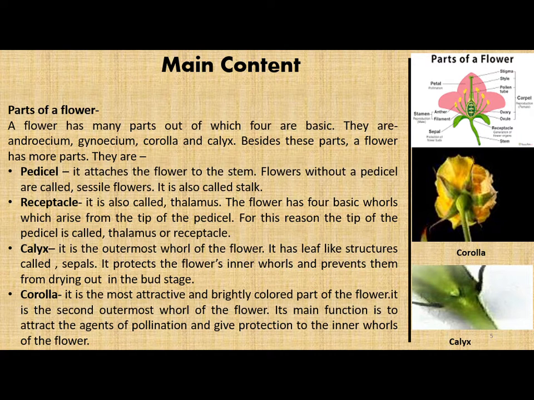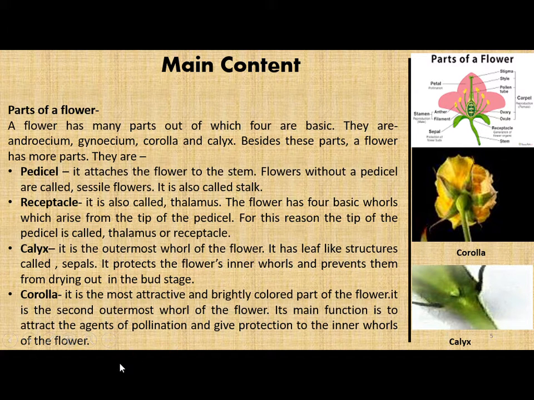The flower has four basic whorls which arise from the tip of the pedicel. For this reason, the tip of the pedicel is called thalamus or receptacle. Calyx. It is the outermost wall of the flower. It has the leaf-like structures called sepals. It protects the flower's inner walls and prevents them from drying out in the bud stage.